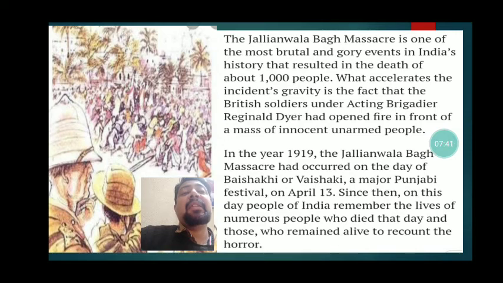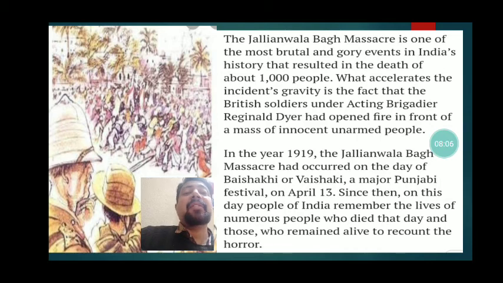What accelerates the incident gravity is the fact that the British soldiers under acting Brigadier General Dyer had opened fire in front of the mass innocent unarmed people. In the year 1919, the Jallianwala Bagh massacre had occurred on the day of the Baisakhi, a major Punjabi festival, on 13th of April. Since then, on this day, people of India remember the lives of numerous people who died that day and those who remained alive to recount the horror.